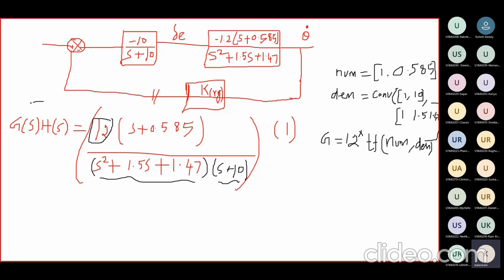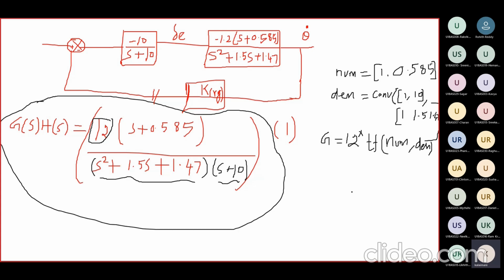Therefore now I will get this entire transfer function. Then we need to sketch the root locus, so use the command rlocus of G. Use this command to sketch the root locus by using MATLAB.